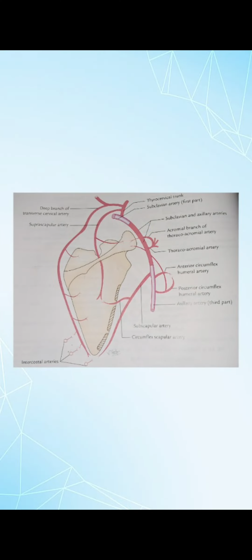So these are the main anastomoses taking place around the scapula.